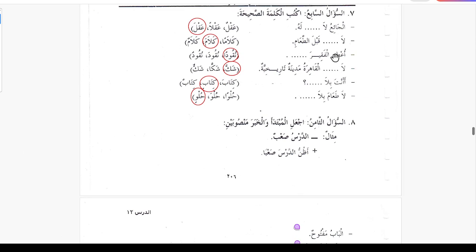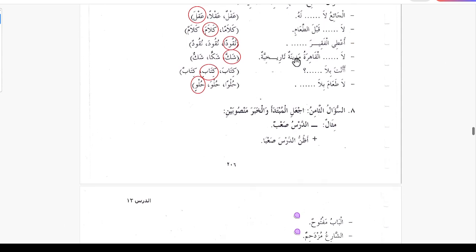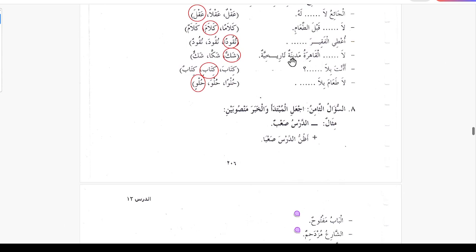Util fakira. So uti is the verb that takes two maful bihi. Util fakira nakudan, I give the poor money. So we see that al fakira is the first maful bihi, and nakuda is the second maful bihi. La shakka al kahiratu madinatun tarikhiyatun, no doubt that Cairo is a historical city. So la after la is la shakka.